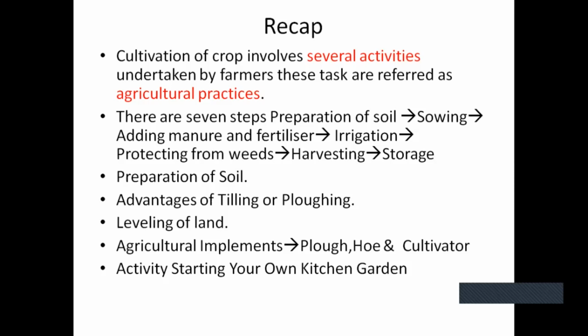The next step is leveling of land, that is done with the help of a wooden plank or an iron leveler, right? Now after that were the agriculture implements or tools that the farmer uses, that is plow, hoe, and the modern cultivator. Okay, the last thing that we learned in this session was about the exciting activity of starting your own kitchen garden. Yes, I hope you are doing the activity.